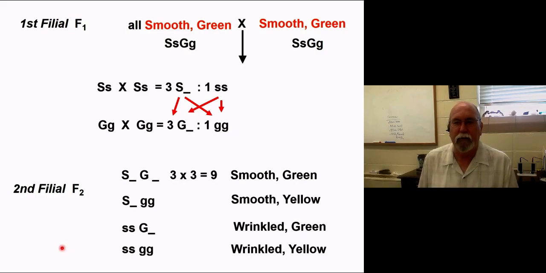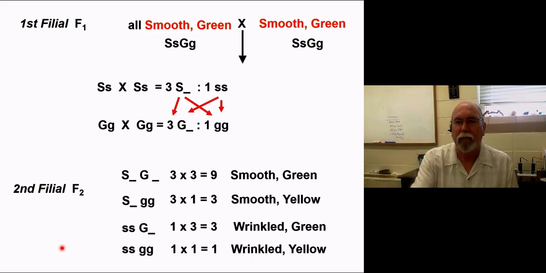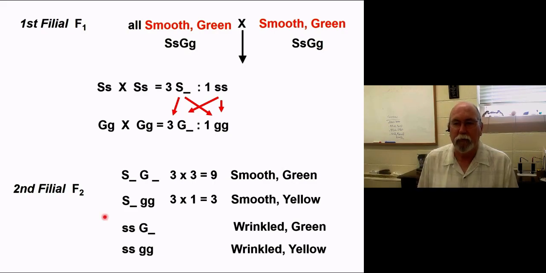Now all we've got to do is take the numbers and multiply them out, okay? So let's go back and see what I did. For the first one, I've got a 3 that goes with S blank, and a 3 that goes with G blank. So 3 times 3 is 9. For the next one, I've got a 3 right there that goes with S there, but I've got 1 right there. So that's going to be a 3 times 1. Next one is going to be a 1 times 3, which is also 3. And then the final one is that. We get our 9-3-3-1 ratio.